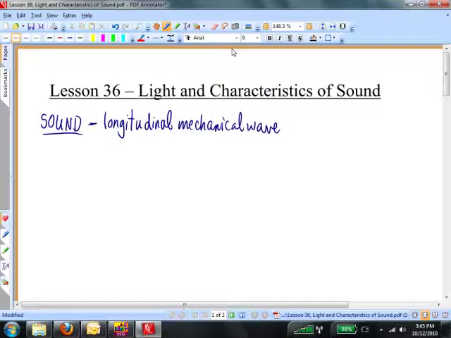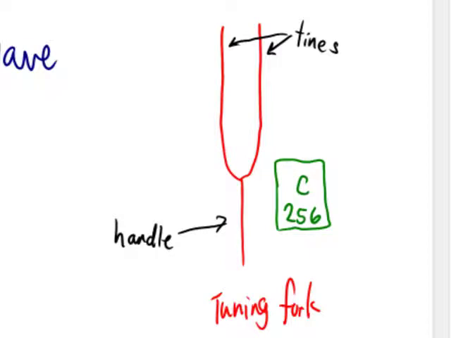So I'm going to sketch a tuning fork and then show a simulation of a tuning fork to show that there's more than one vibrational mode of a tuning fork. A tuning fork is an instrument that has a handle and two tines, and usually stamped on the tuning fork is a letter and a number. The letter stands for the note on the Western musical scale, and the number tells you the vibration in cycles per second, the frequency essentially of the tuning fork.